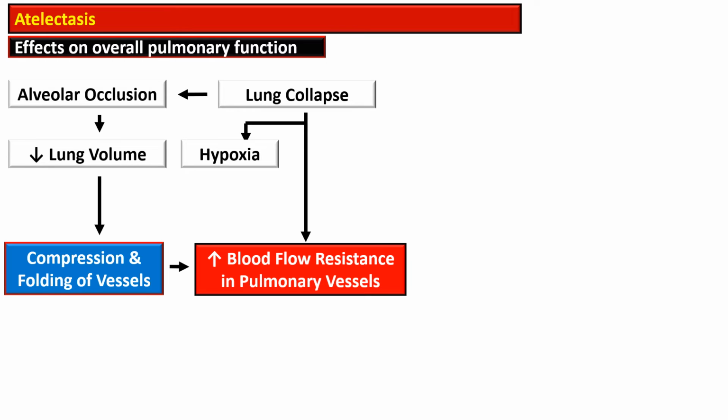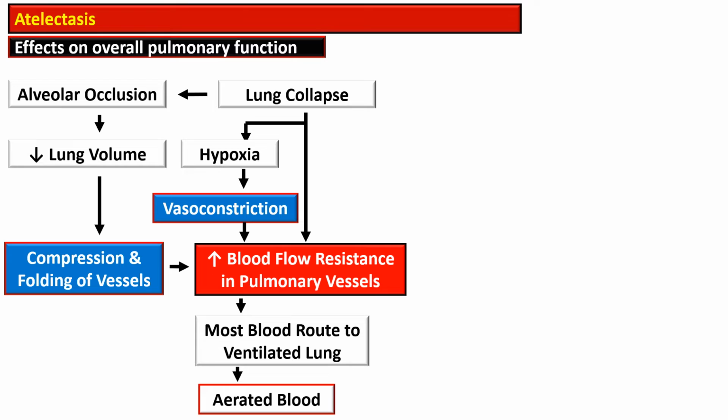The collapse of the lung leads to the hypoxia in the tissue, and local hypoxia will lead to the vasoconstriction, and this vasoconstriction leads to the increased blood flow resistance in the pulmonary vessel, and most blood now routes to the ventilated lung if one whole lung is atelectatic or is collapsed.